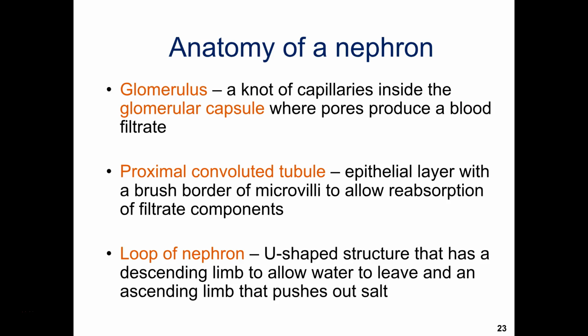So again, the glomerulus lives in the glomerular capsule, and the glomerulus is just a knot of capillaries. The proximal convoluted tubule is an epithelial layer with a bunch of microvilli to allow reabsorption of the filtrate components. So stuff that you want to keep in your blood is going to come out and get reabsorbed here. And then the loop of the nephron, where a bunch of water is able to leave the filtrate and, again, get reabsorbed because of the high concentration, because salt is getting pushed out here as well.